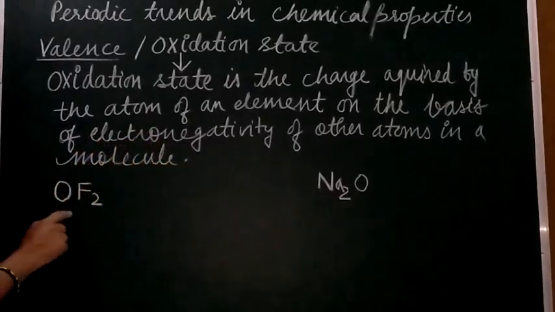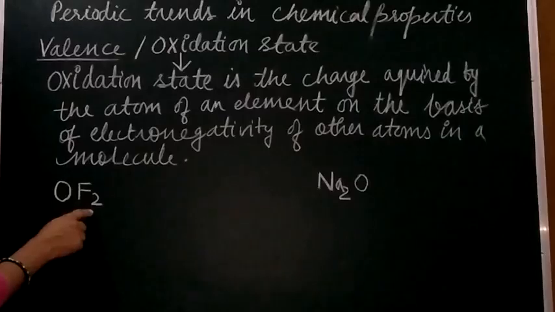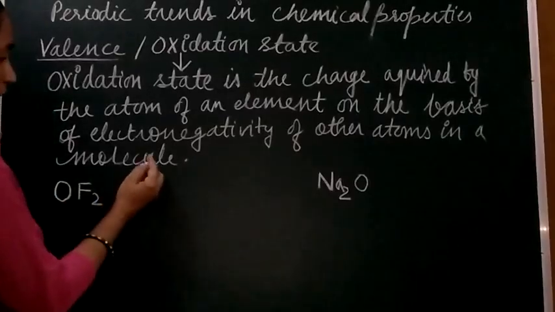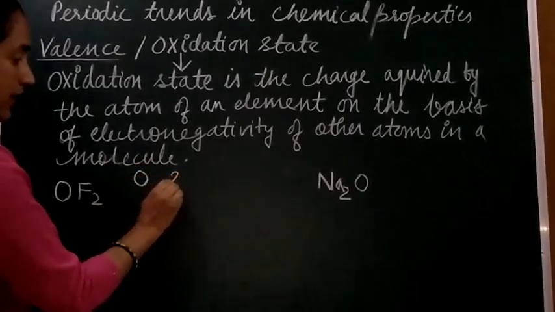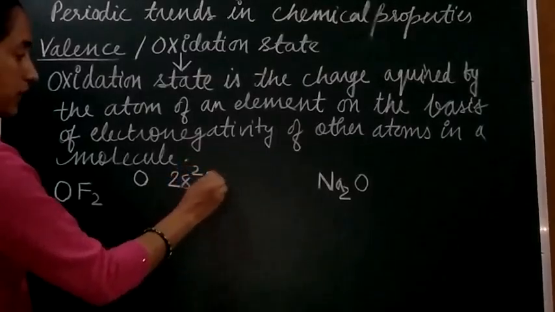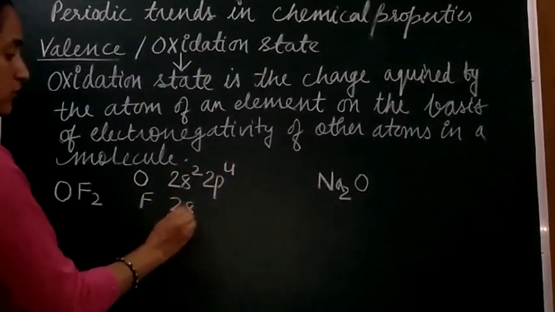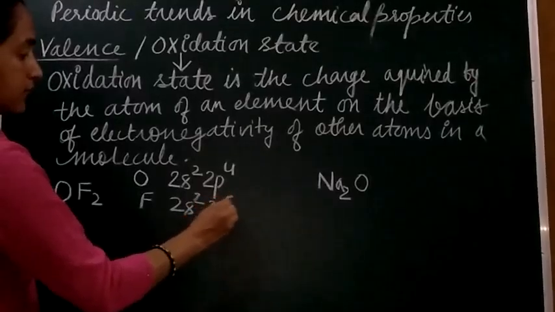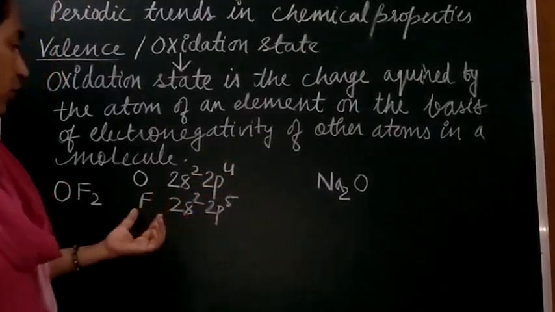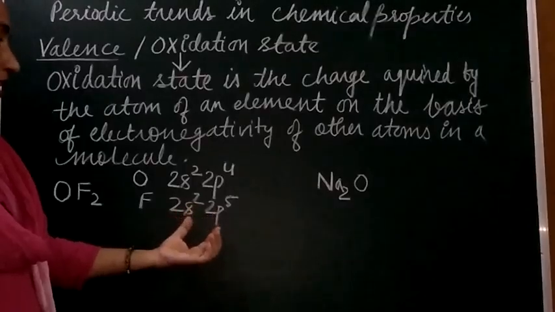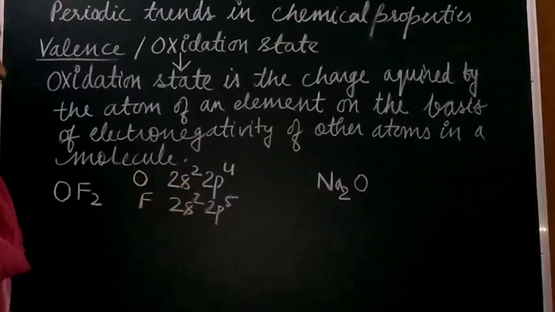So first let us take this example OF2. Now in this compound, students, if we write down the configuration of oxygen, I'm just writing the valence shell, it is 2s2 2p4. And what is that of fluorine? It is 2s2 2p5. So you can check the electronic configuration. Here it is visible that fluorine has 7 electrons in its outermost shell, whereas oxygen has only 6 electrons in its outermost shell.